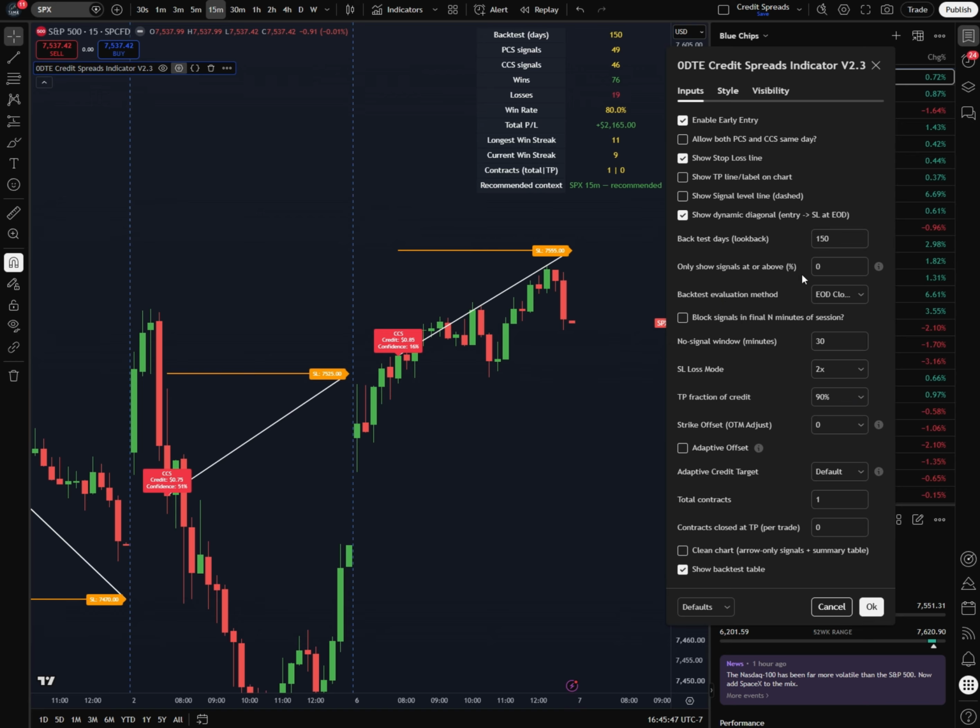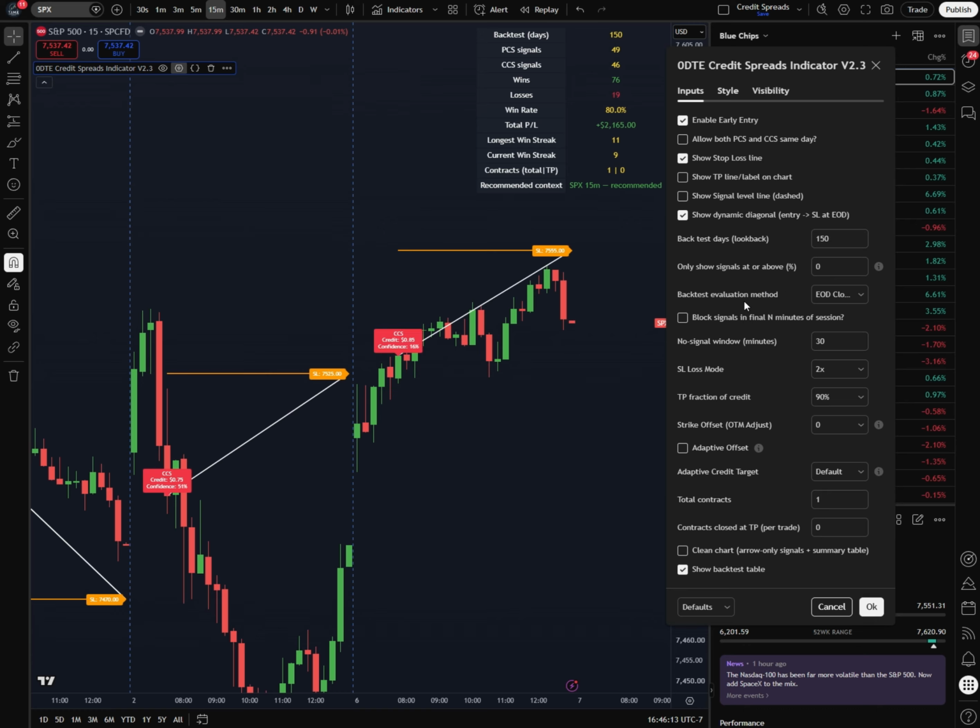The only show signals at or above percent. This is pretty self-explanatory. Right now I just have it at 0, but if I don't want to see a 16% play, I type in, let's say, a 20%. This will basically hide anything that is less than 20% because it's going to only show signals that are at or above 20%. So as you can see here, it goes away. Now it's only showing things that are above 20%.